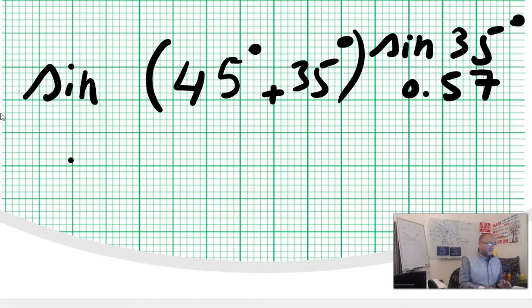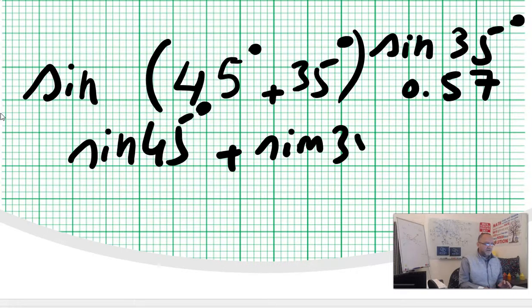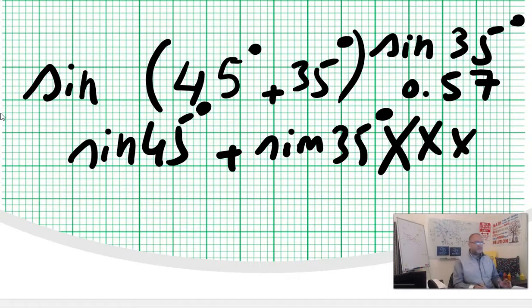Can you go and say sine of 45 degrees plus sine of 35 degrees? Absolutely no. No, no, no. And this is a big no. The sine and the cosine, because they are representing an angle that is related to time, that is moving, and that you can break up. You cannot do a distributive property with it. You can't do that. You can never do that.